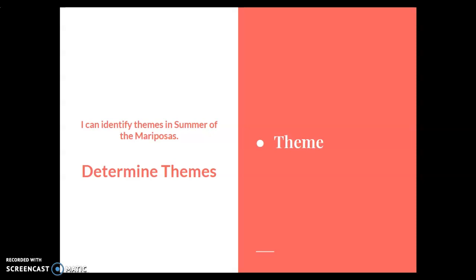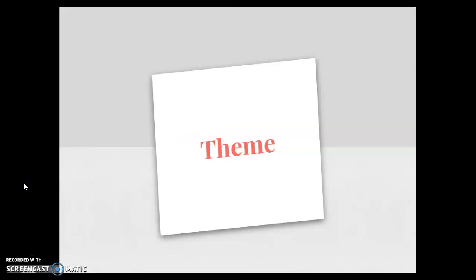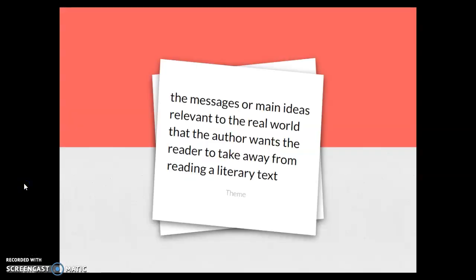So of course we're going to make sure that we review and understand what theme is. A theme is the messages or the main ideas relevant to the real world that the author wants the reader to take away from reading a literary text.